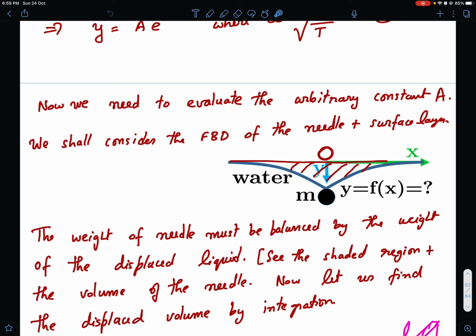Okay, so now we need to evaluate the arbitrary constant a, and we shall consider the FBD of the needle plus surface layer. Now listen to my argument very carefully. I am making a very intelligent FBD here. So what am I considering? I am considering a very thin layer of the fluid, and then my FBD surface is going like this, and then I have taken like this. So I hope you understood the FBD.